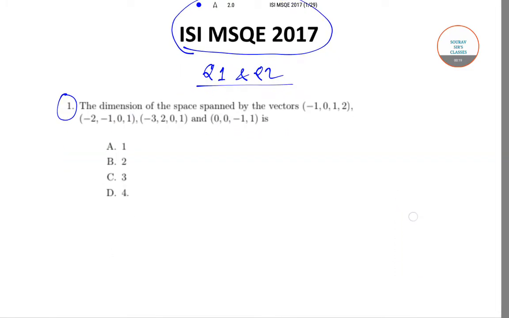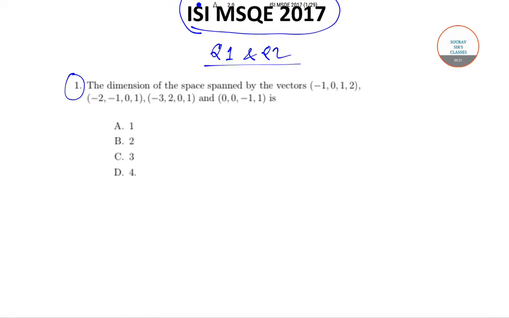In question number 1, it is said that we need to find out the dimension of the space which is spanned by the vectors (-1, 0, 1, 2), (-2, -1, 0, 1), (-3, 2, 0, 1), and (0, 0, -1, 1). So the four vectors that have been given are mentioned over here, and we need to find out the dimension of the space which is spanned by these vectors. The options are 1, 2, 3 and 4.